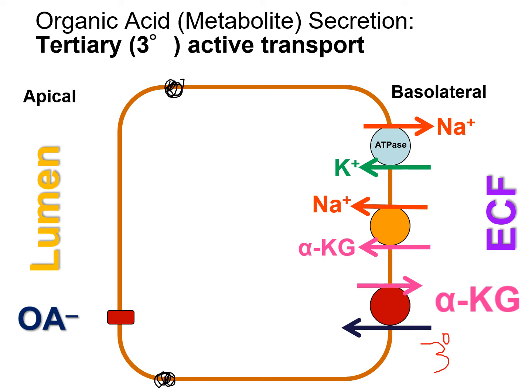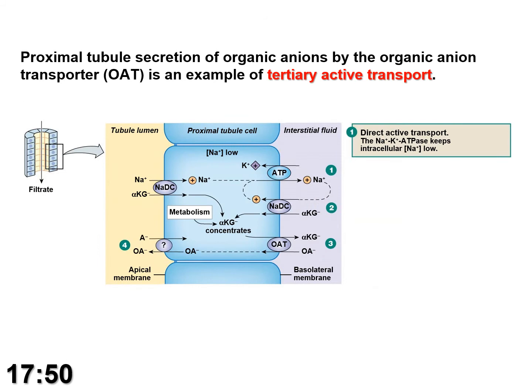When you look at that spaghetti mess in the previous picture, you just have to find the primary transport. Look for the gradients. Use it like a map. Let's go back to the Silverthorn image and work through this systematically.